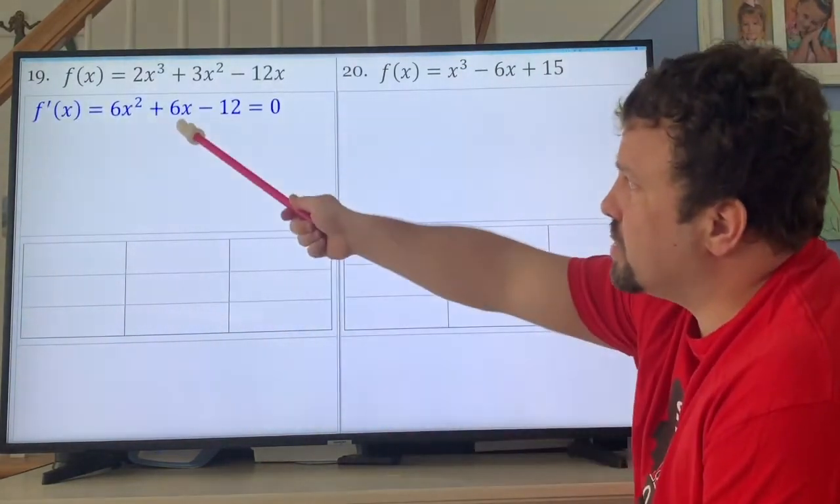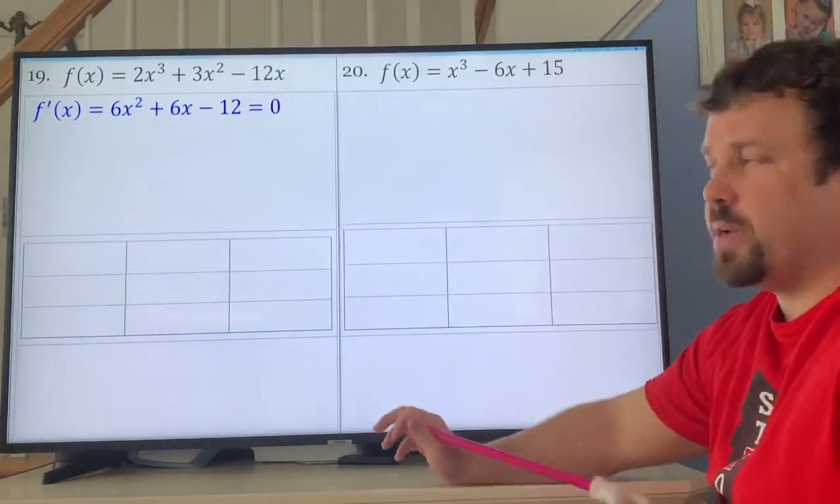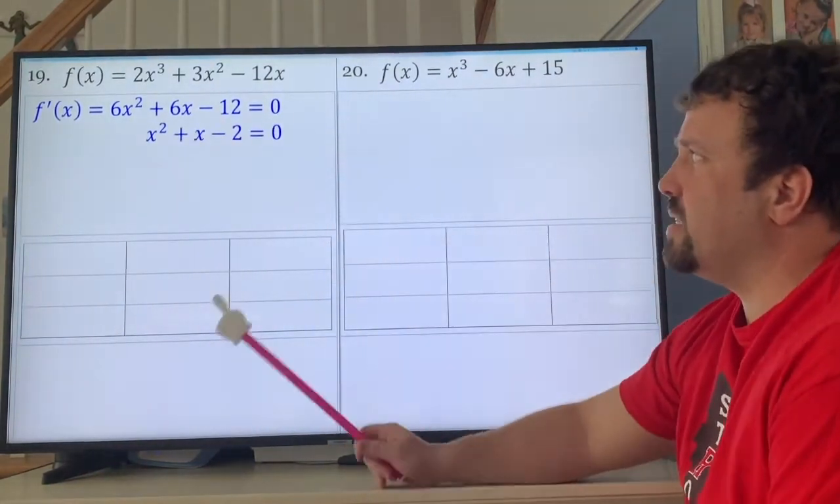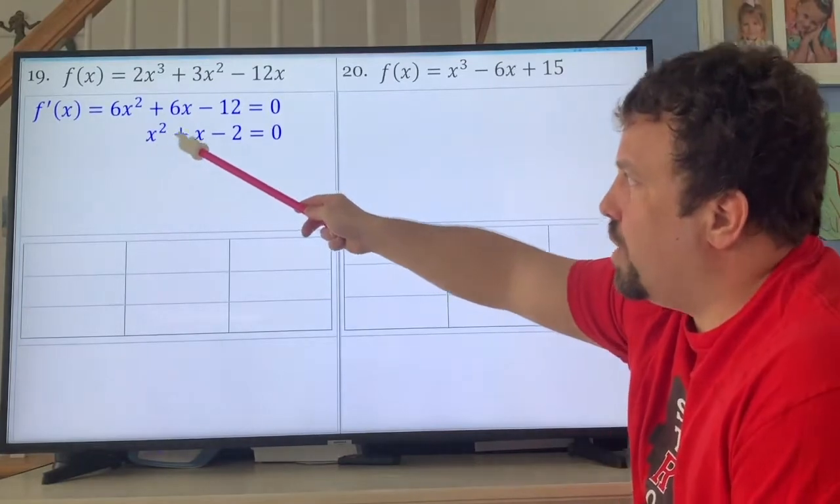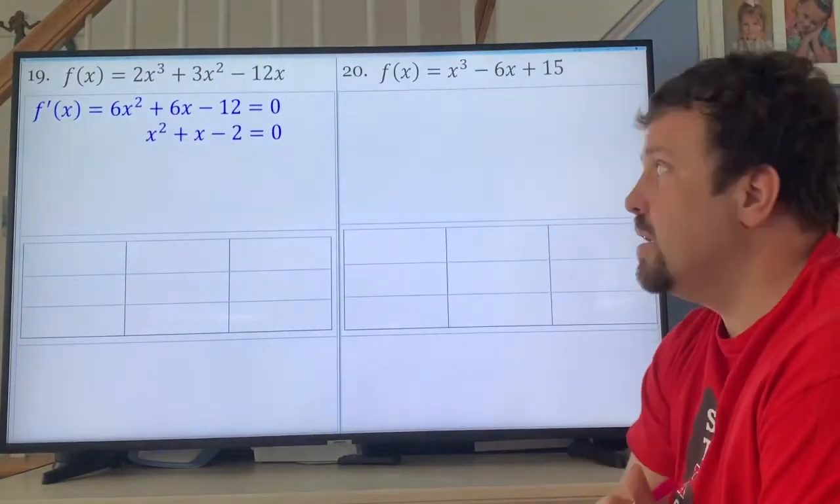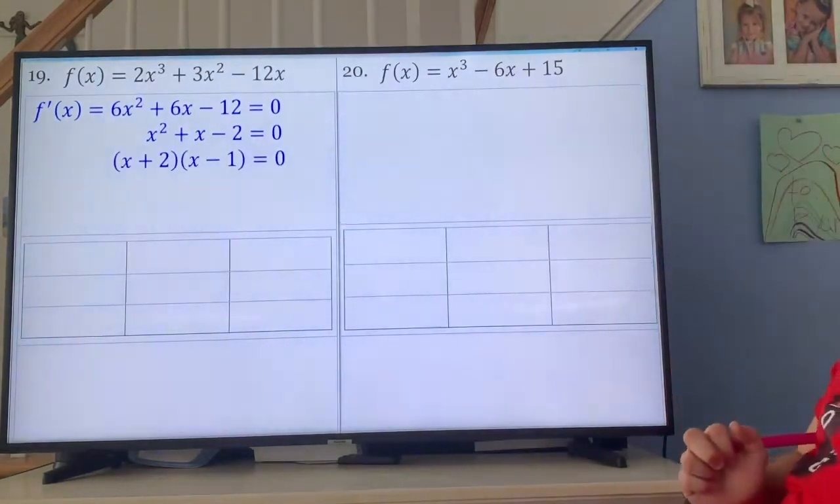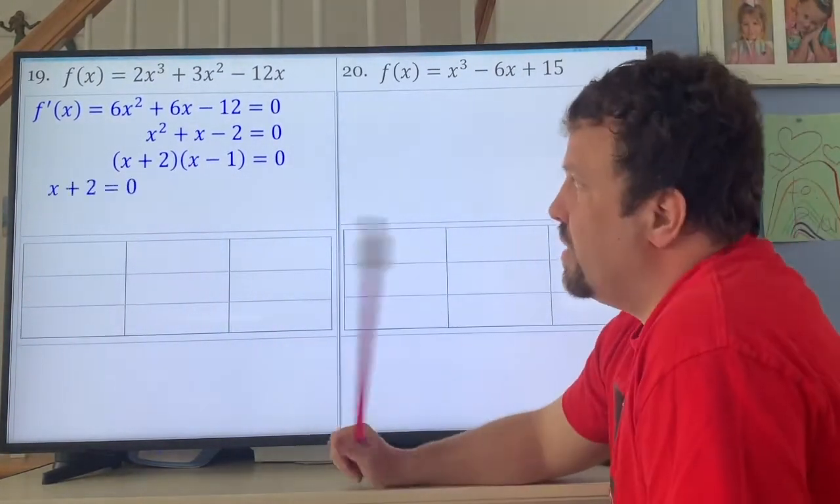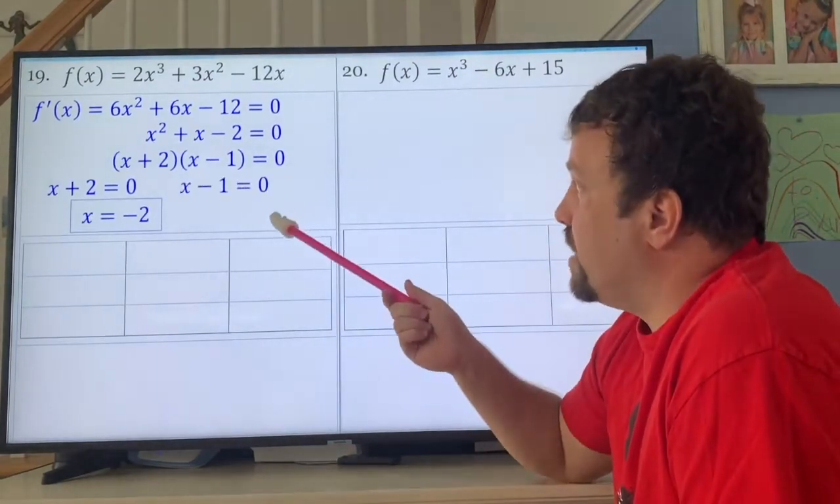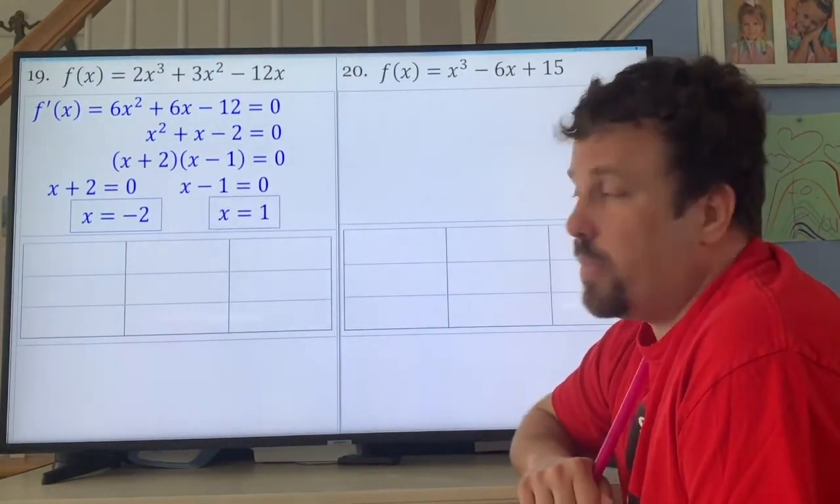Derive. 6x squared plus 6x minus 12 equals 0. Now we can use that rule that we did. No, you don't have to. You can just take a 6 out. If you divide everything by 6, this becomes x squared plus x minus 2. 0 divided by 6 is 0. Now this is easy factoring. x plus 2, x minus 1. Set them both equal to 0. x plus 2 equals 0, x equals negative 2. x minus 1 equals 0, x equals 1. All right?